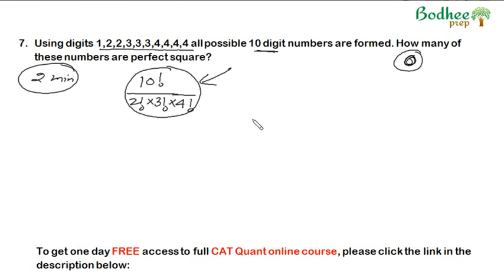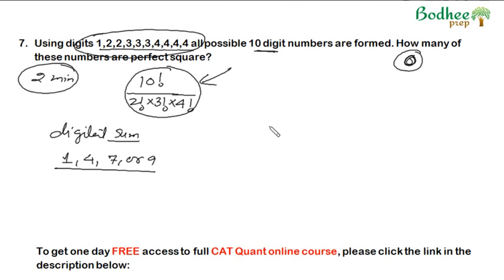Now what is the logic we have to use? We have to use the logic of digital sum. I told you a logic of digital sum, that the digital sum of all the perfect squares is 1, 4, 7 or 9. Now there might be different types of numbers we can form using these digits, right? For example, one of the numbers would be 1, 2, 2, 3, 3, 3, 4, 4, 4, 4.